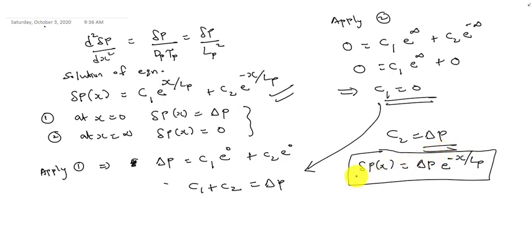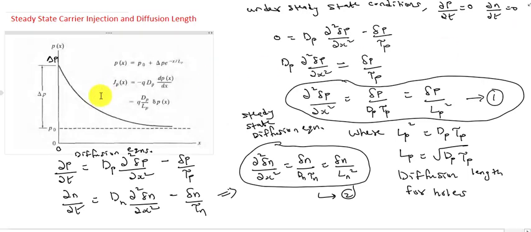This equation is very important. We will use it in deriving the ideal diode equation. So delta p of x is delta p e raised to minus x by LP. This is an important relation, and it is plotted here in the graph.